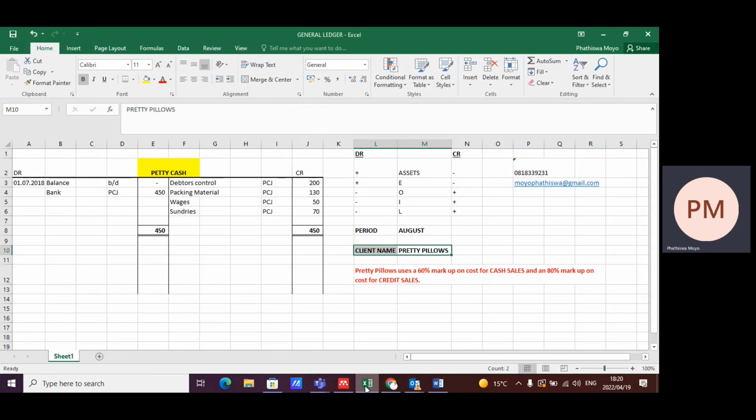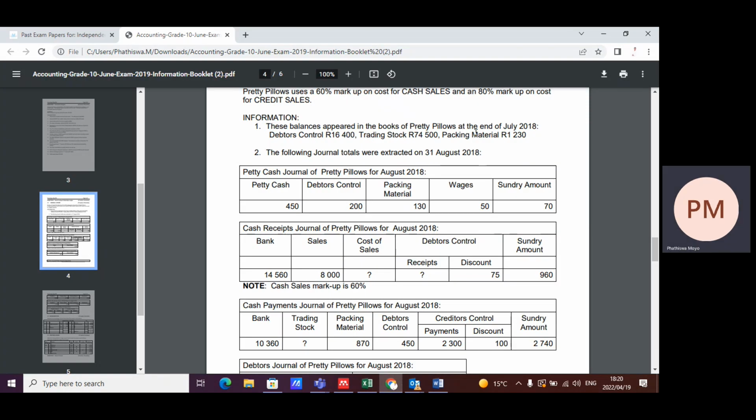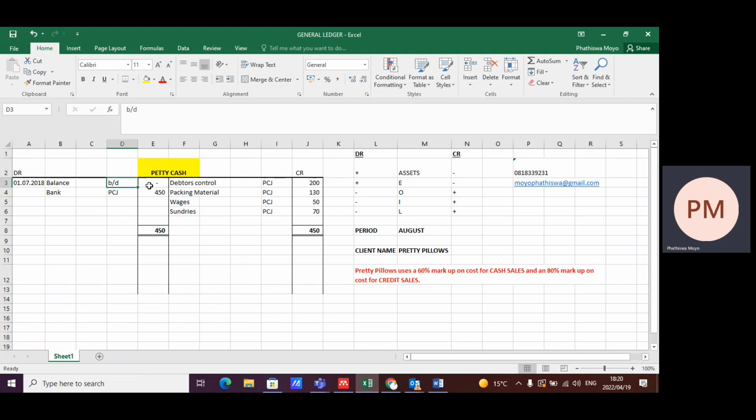So the first account I developed was petty cash. For petty cash, were you given an opening balance in July? No, you were not given. So you will write 0. Balance brought down, nil, you have nothing.